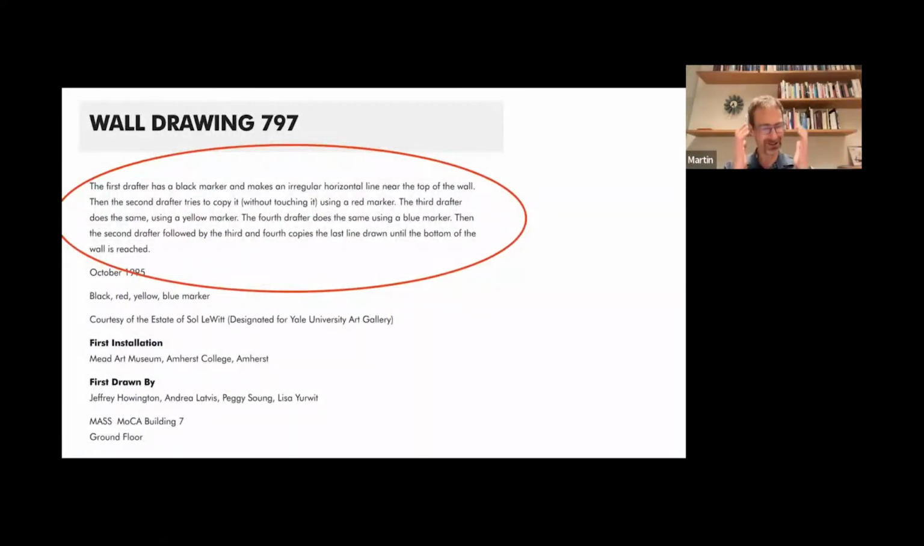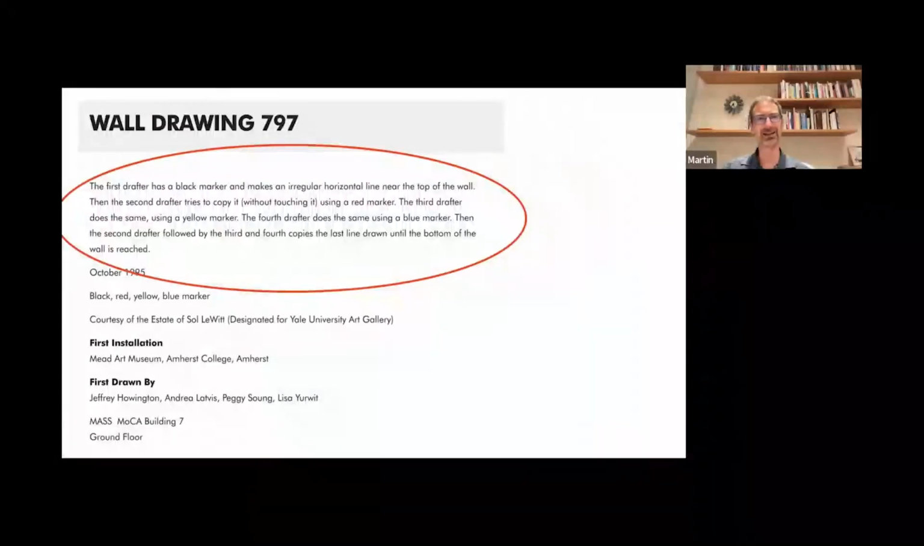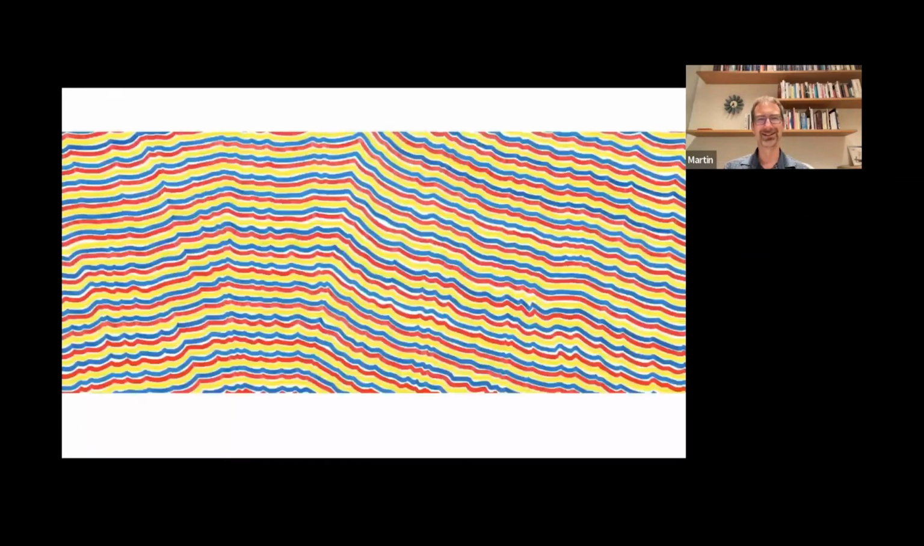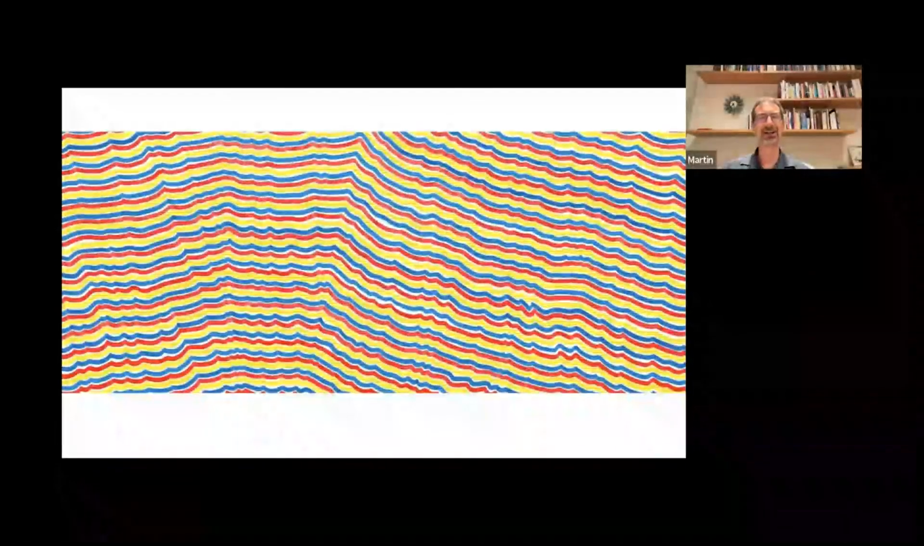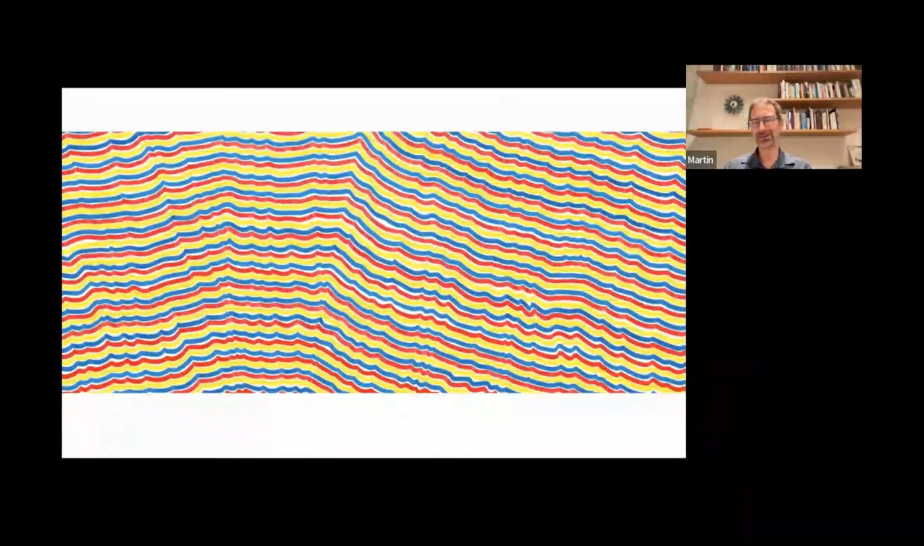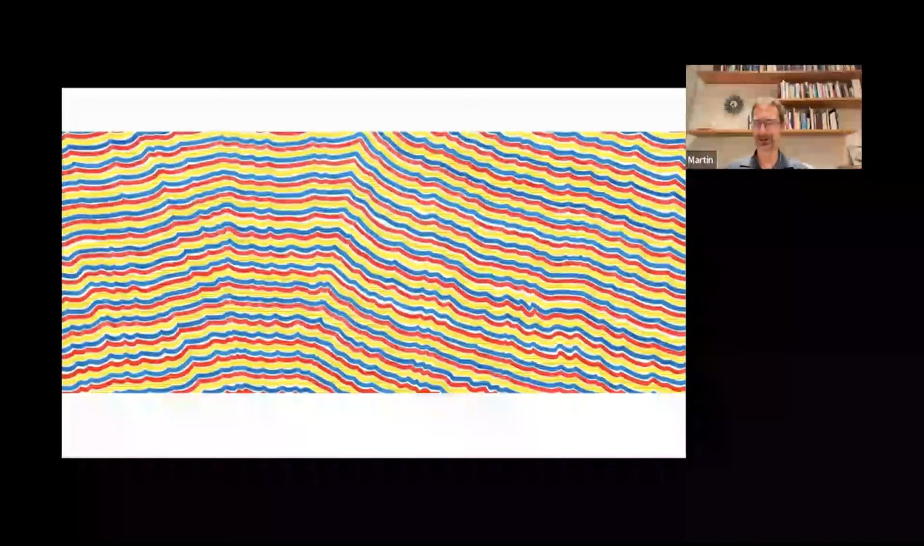And in this case, you can actually try to picture this in your mind, that someone draws a black horizontal line that's a little irregular, and then 3 other people with markers that are red and blue and yellow copy that line over and over again, drawing a line below another line below another line. And try to imagine what that looks like in your head. Next slide. This is what it looks like in reality. And it creates this beautiful composition. Again, this is just a manifestation of the artwork. The real piece of art for LeWitt was those instructions.